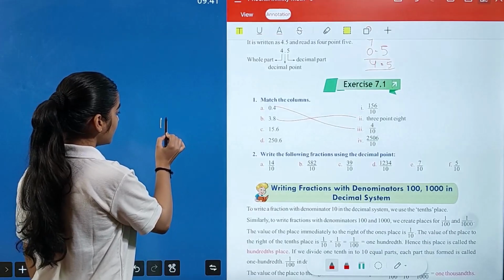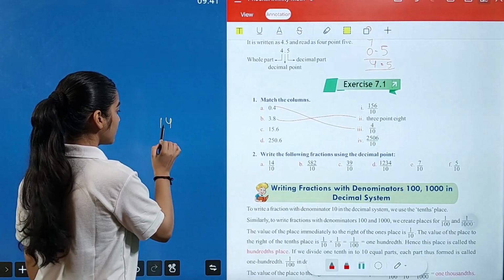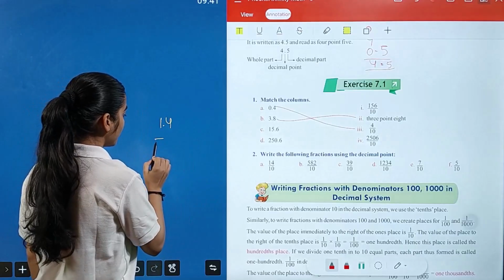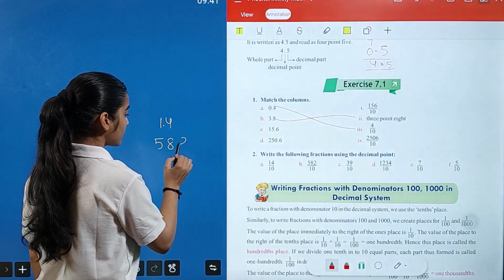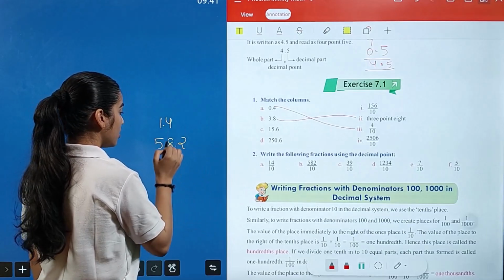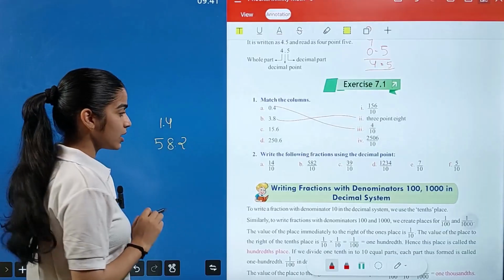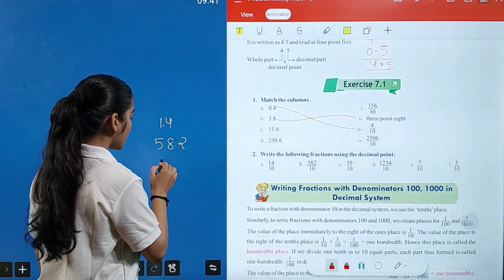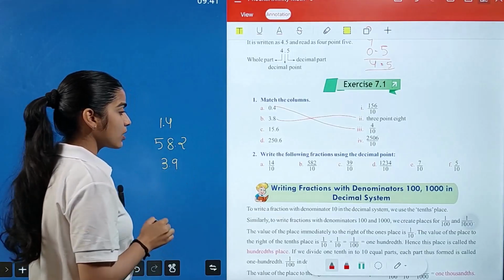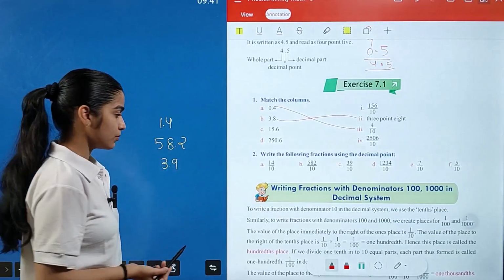So 14, how many zeros are there? Only one. So we put 1.4. 582, how many zeros do we have? Only one. So start your counting from the left-hand side and put a point here. So 58.2 is your answer. Now 39. How many zeros do you have? Only one. In the same way you can do the rest of the questions in question number 2.